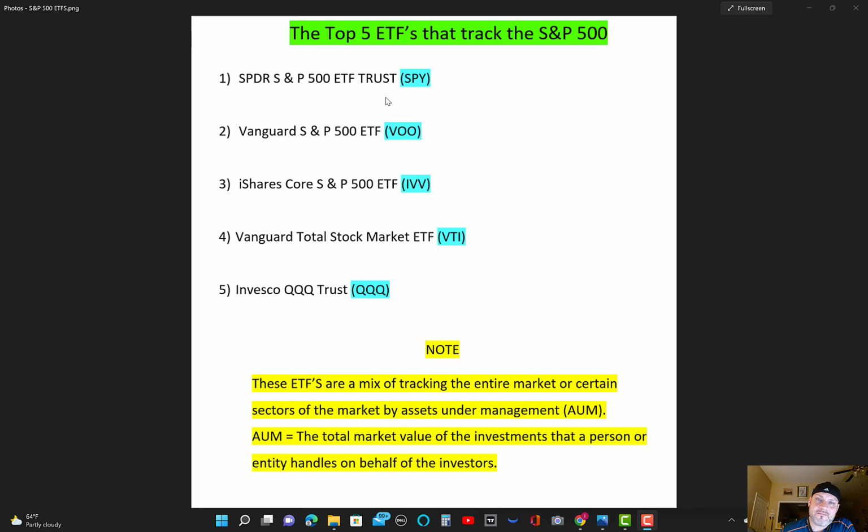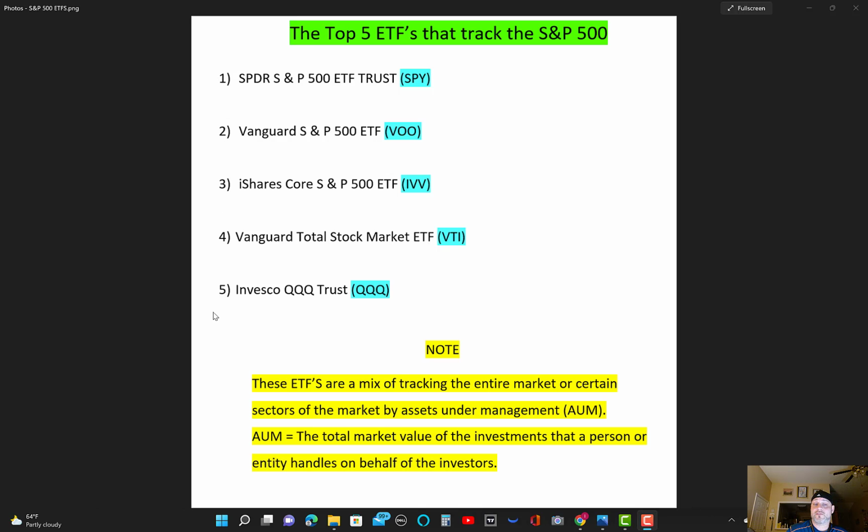The top 5 ETFs that track the S&P 500. So you have the SPDR S&P 500 ETF Trust, Spider, right here. Ticker symbol is SPY. Vanguard S&P 500 ETF, VOO ticker symbol. iShares Core S&P 500 ETF, ticker symbol IVV. Vanguard Total Stock Market ETF, VTI ticker symbol. Invesco QQQ Trust, ticker symbol QQQ.